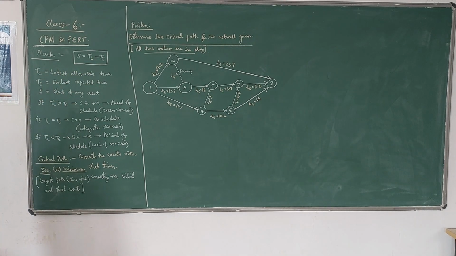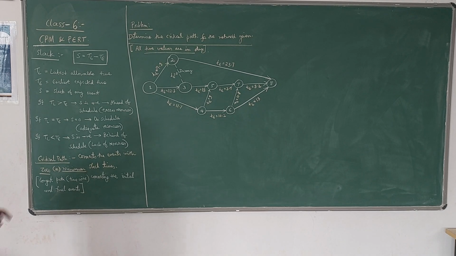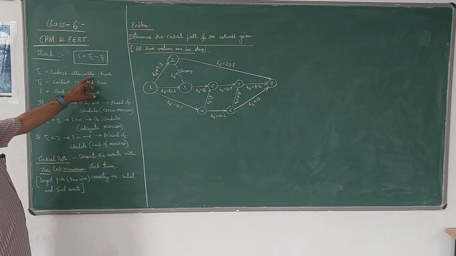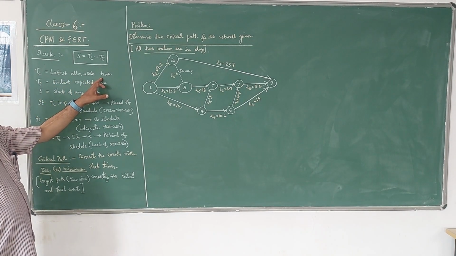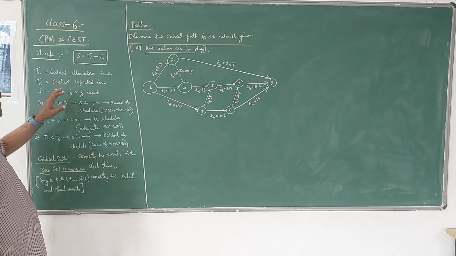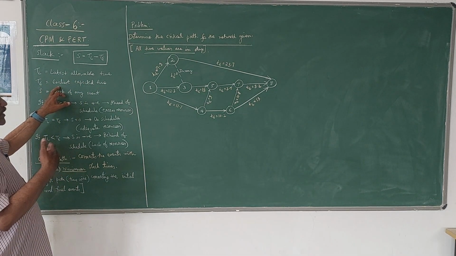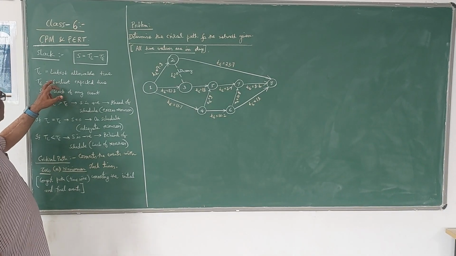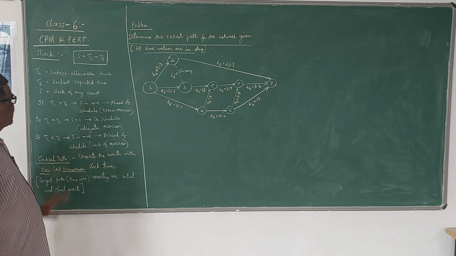So TL minus TE is called the slack of an event, where TL is the latest available time. In the earlier videos I had explained these two things, TL and TE, and how to compute them. TE is the earliest expected time. So the difference between these two is called the slack of any event.